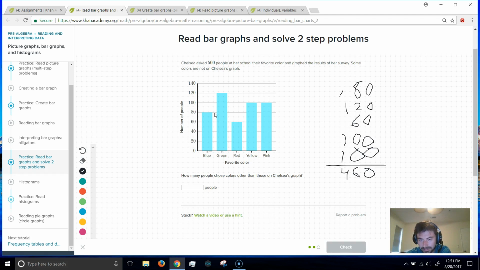So if I did my math correctly, I'm going to double check because Khan Academy is so unforgiving. Making sure I put the right numbers in here. Okay, I think I did everything correct. So that means only 40 didn't make it on. Because that's the difference between 460 and 500. Okay, good. Didn't make any errors.